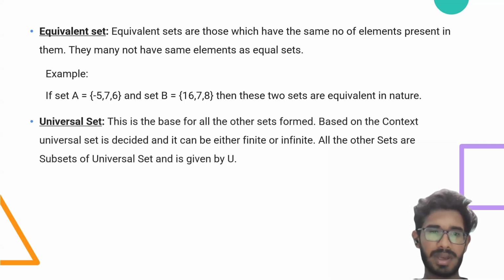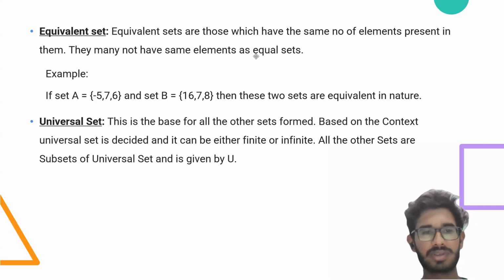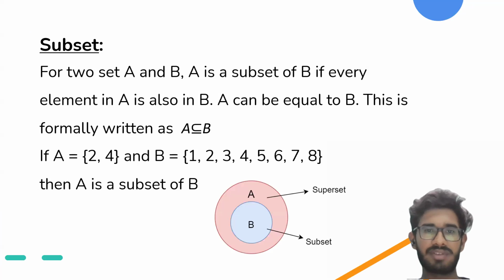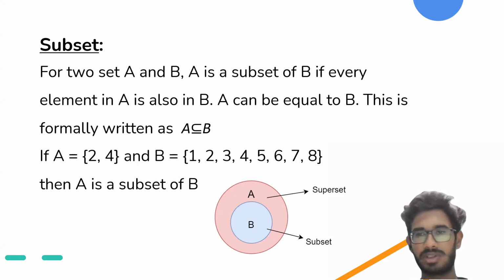Universal set. This is the base for all other sets formed. Depending on the context, the universal set is decided and it can either be finite or infinite. All the other sets are subsets of the universal set. For example, the set of natural numbers is a universal set for integers, real numbers, whole numbers, etc. Subset. Let us take two sets A and B. A is a subset of B if every element in A is also present in B. A can be equal to B.